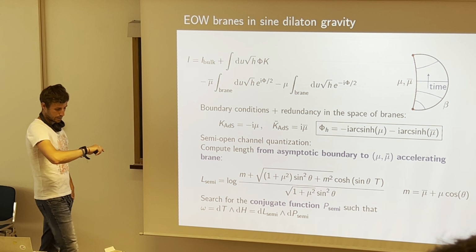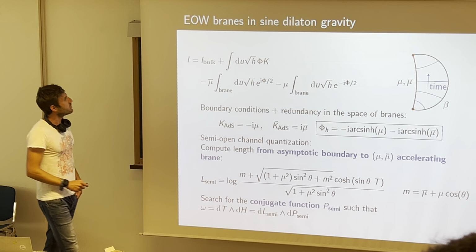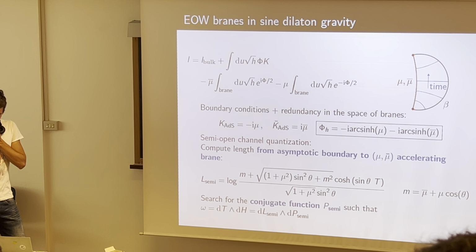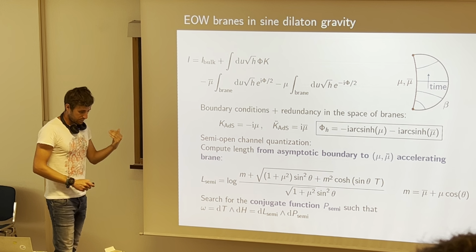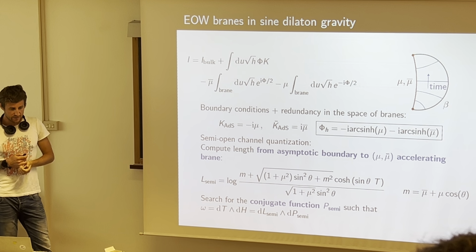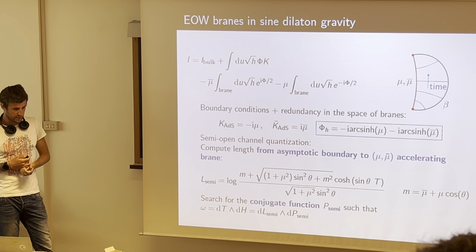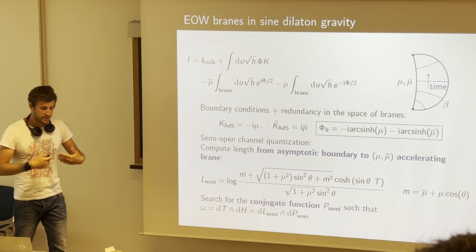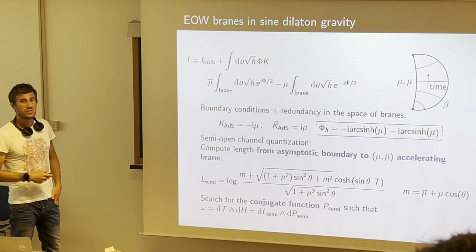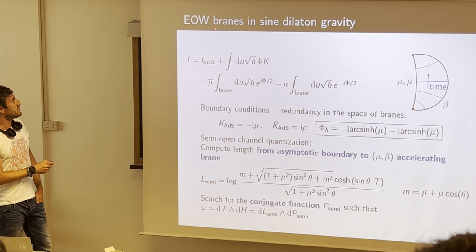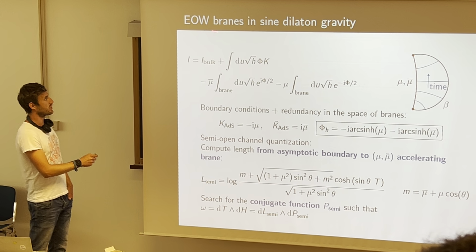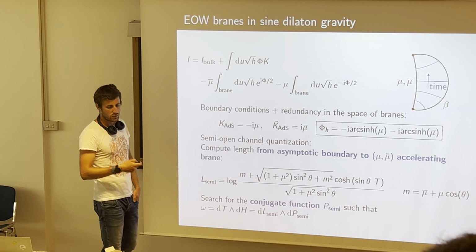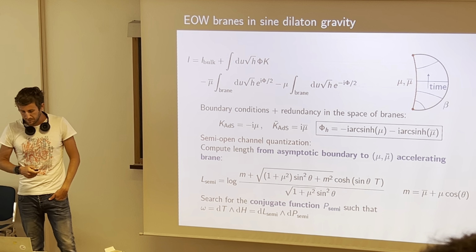Okay, I guess we have some time to derive the same amplitude in another way. So far we obtained the trumpet using this Wheeler-DeWitt closed channel quantization, but there's actually a way to obtain the same amplitude using an open channel formalism. This uses the so-called end-of-the-world branes in sine dilaton gravity. It's a treatment that is quite similar to the one in JT gravity.